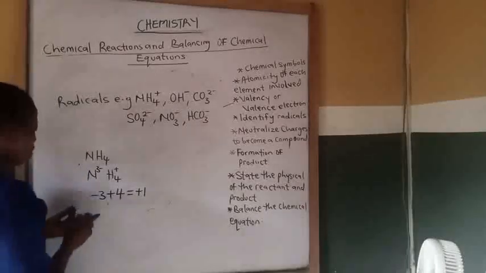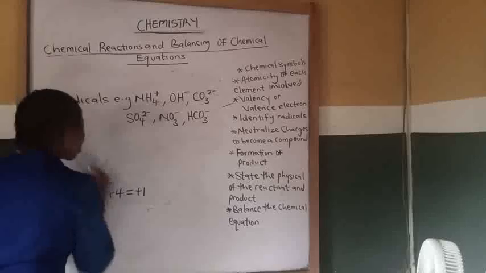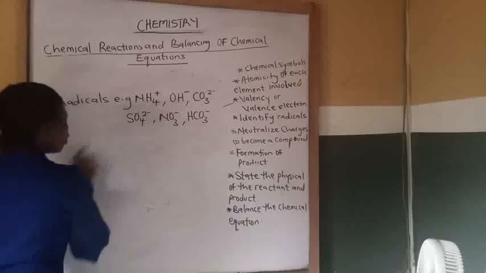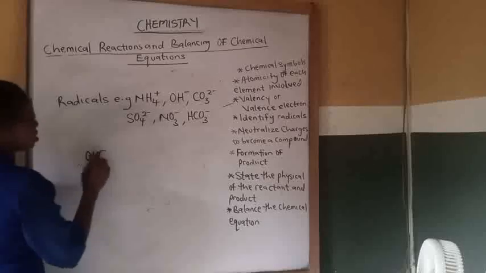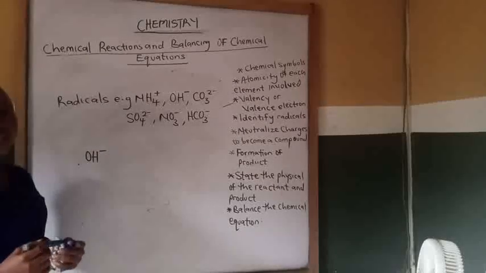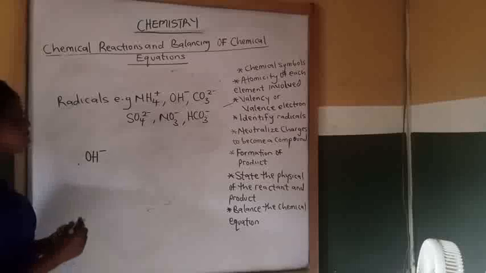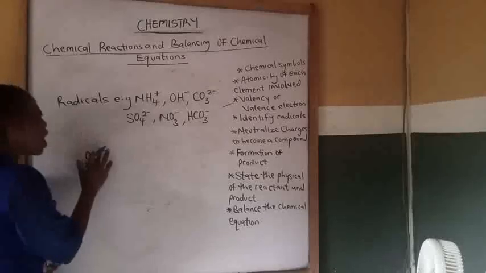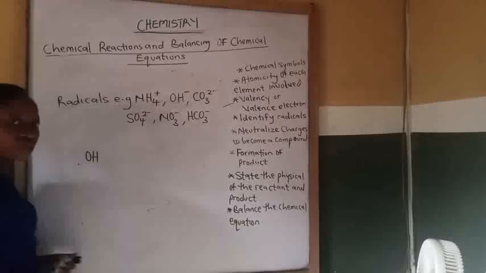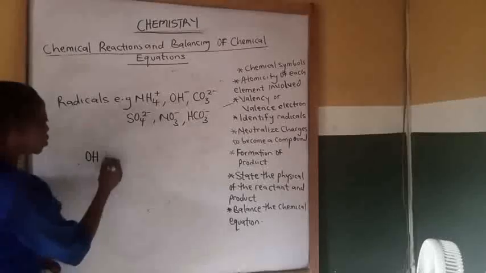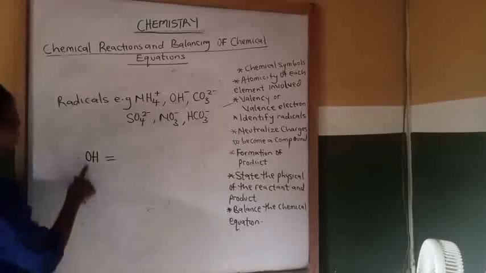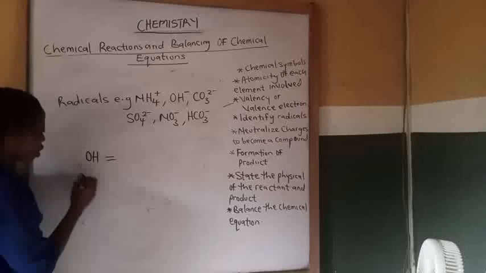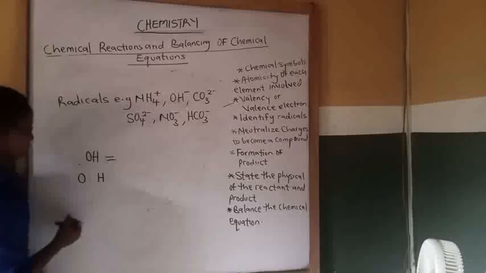So let's look at that of the hydroxy ion. We call OH minus the hydroxy ion. How did they derive this minus? So let's look at the way I'm going to do it. We have oxygen and hydrogen.